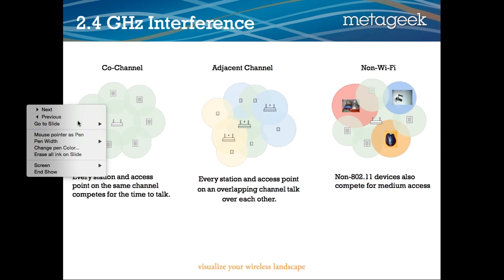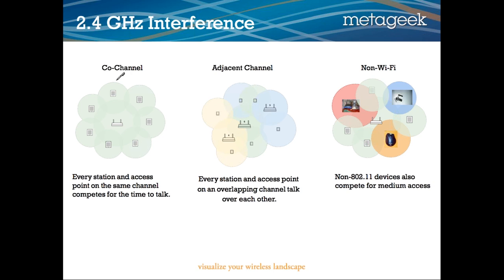So let's talk about the different types of interference. First, we've got co-channel interference. And this is where we've got devices all politely taking turns talking on a channel. They are all competing for time to talk, but at least it's a nice, polite conversation.